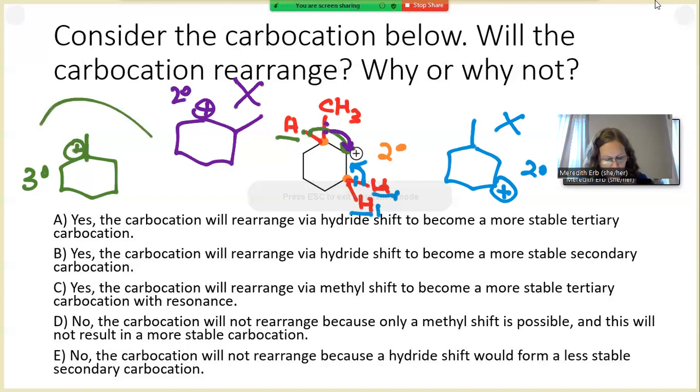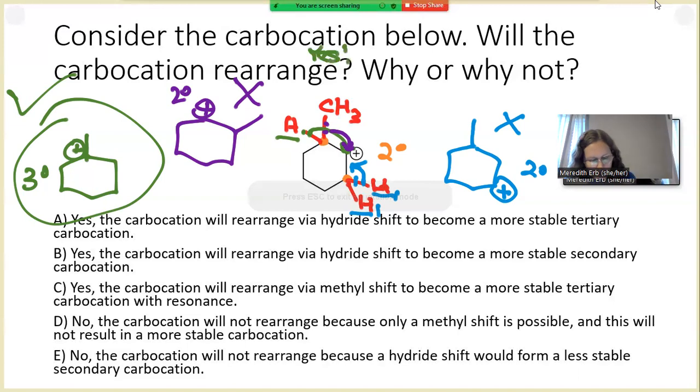So the only rearrangement that's possible is this one. And yes, it will happen because it can make our carbocation more stable. So the answer to the first question, will the carbocation rearrange? The answer to that is yes, it will. So we can cross off answer choices B and E from our options.